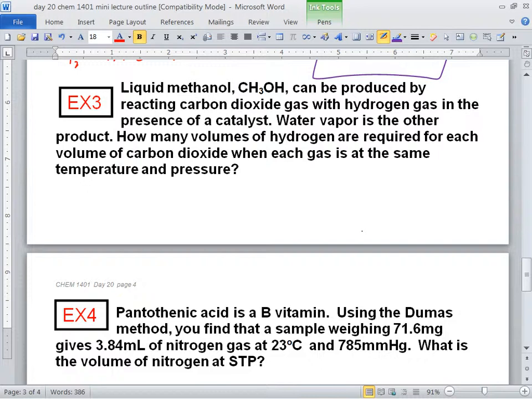So liquid methanol can be produced reacting carbon dioxide gas with hydrogen gas in the presence of a catalyst. Water vapor is the other product. So then they have this question. But let's write the reaction that's described here. What are my reactants? What are my products? See if you can identify them, write them in there, and then see if you can balance it. And the answers really are the stoichiometric coefficients, but see if you can write it. See if you can write that reaction and balance it.